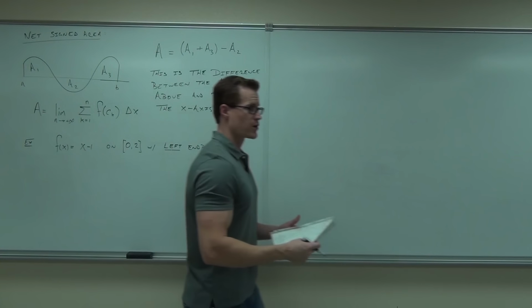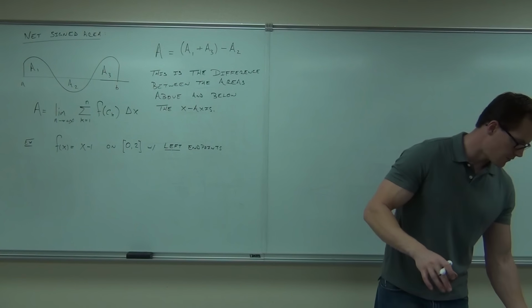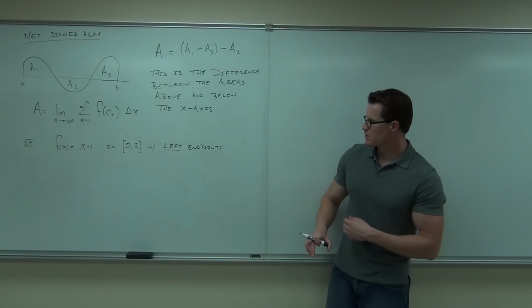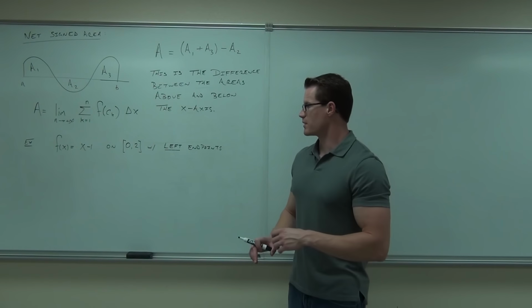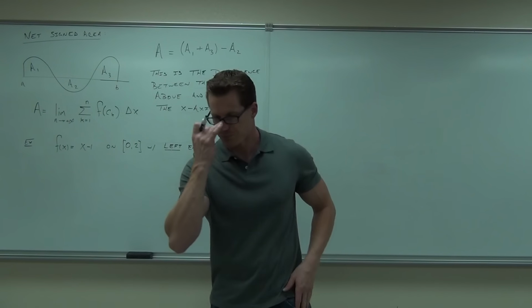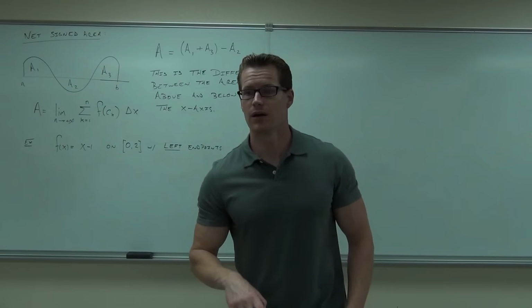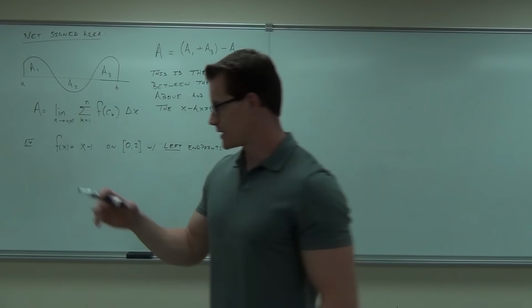Okay, we're going to find the area under f of x equals, what did I say, x minus 1? On the interval 0 to 2 with left endpoints. That's what we're going to do. Hey, what's the first step? I think I gave it to you. First step, number 1. Delta x. Okay, let's find delta x.